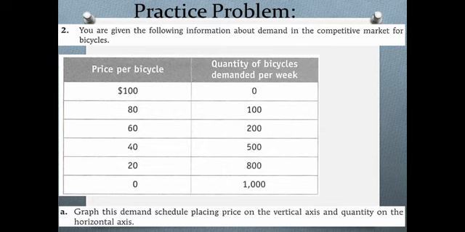Okay, you are given the following information about demand in the competitive market for bicycles. All right, and you see this table. All right, this is a market demand schedule. Now I would like you to graph this demand schedule, placing price on the vertical axis and quantity on the horizontal axis. You should pause the video, do this, and then start it up again, and I'll have the answer for you in just a second. Just pause the video. Don't look ahead. Don't cheat. Do it.